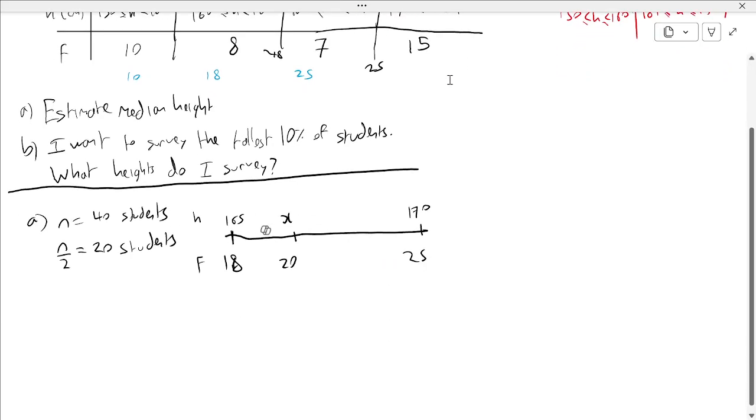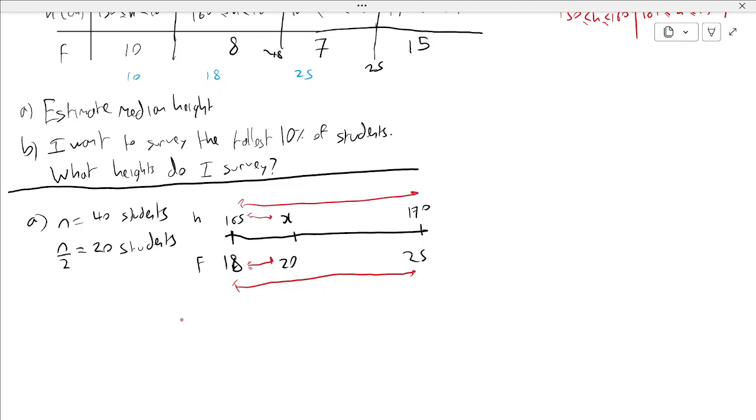You say, well, what fraction of this bar have I covered along the top? And what fraction of the bar have I covered along the bottom? And it has to be the same fraction. So for example, the fraction along the top is going to be x minus 165 out of the total, which is 5, or 170 minus 165. The fraction along the bottom is 2, or 20 minus 18, over 7, 25 minus 18, right? So I'm 2/7 of the way through the class.